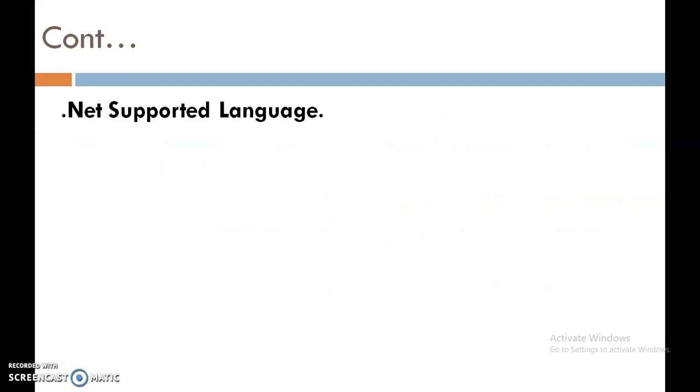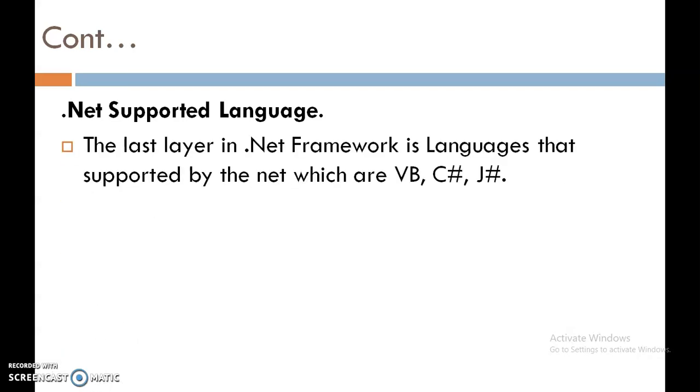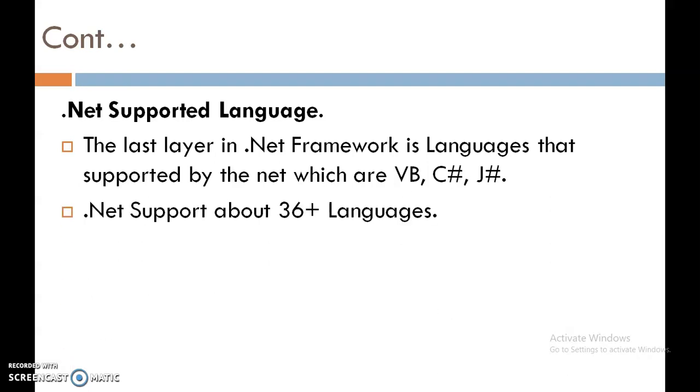Now, the next and last component is .NET supported languages. The last layer in .NET Framework is the languages supported by .NET, which are VB, C#, J#, C, etc. It supports about 36 plus languages.